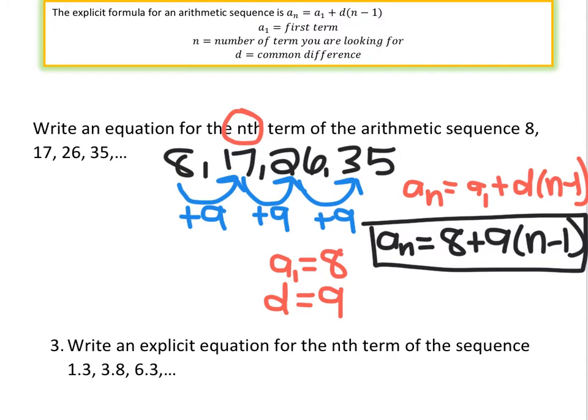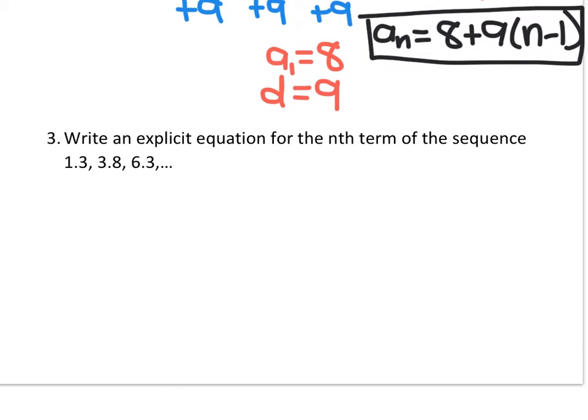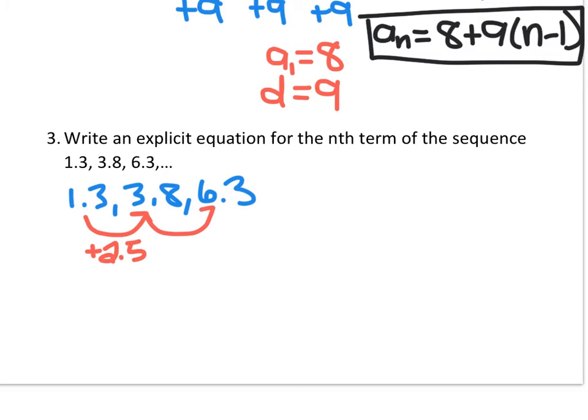Let's try another one. Write an explicit equation for the nth term of the sequence 1.3, 3.8, and 6.3. Let's see if it's an arithmetic sequence. To get from 1.3 to 3.8, what can we do? We can add 2.5. To get from 3.8 to 6.3, what can we do? Add 2.5. So this is an arithmetic sequence.